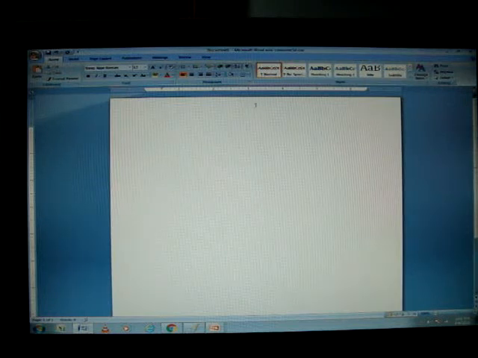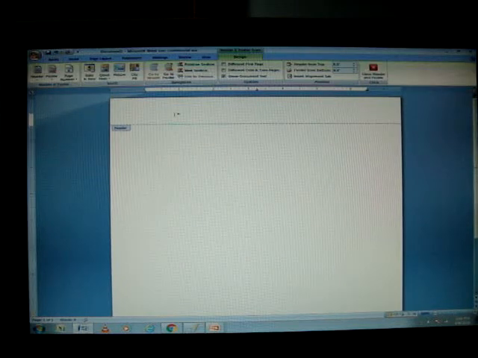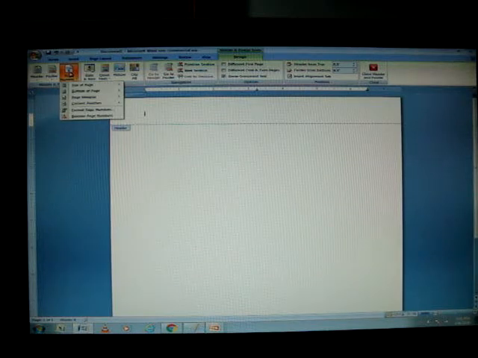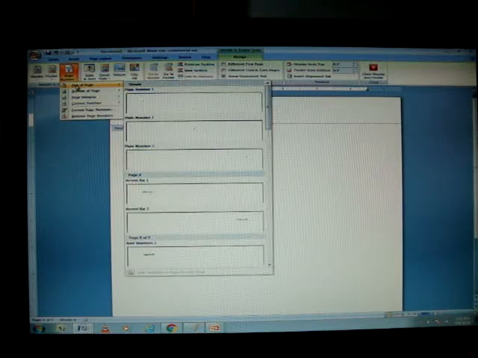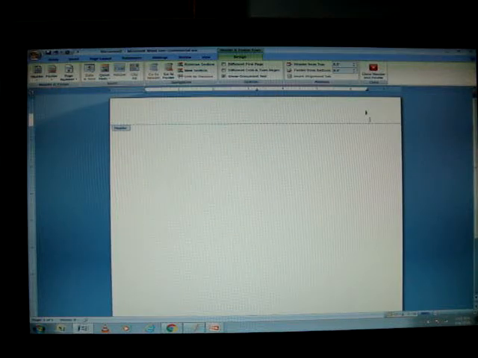Just take your mouse to the very top of the page, double click. It opens the header, and it even puts you in the header, whatever you call this thing. Then you want to go over here to where it says page number. Click on that. Click on top of page. Then come down here to the third option and click that. And notice it puts a page number up here for you. Now the computer will automatically change the page number for you from now on. Every time you go to a new page, it will change the page.